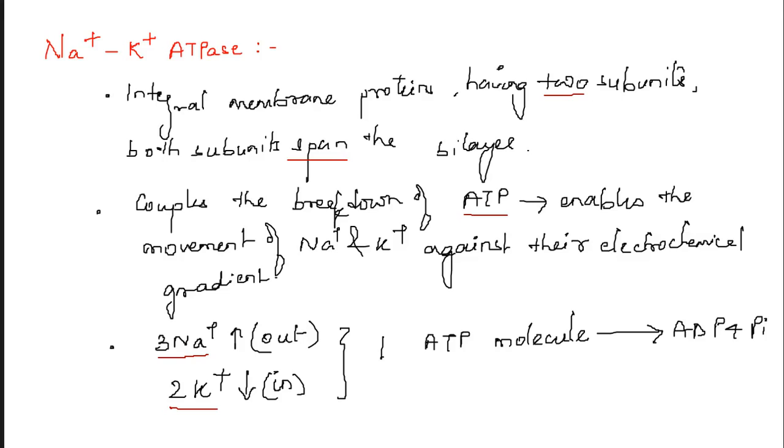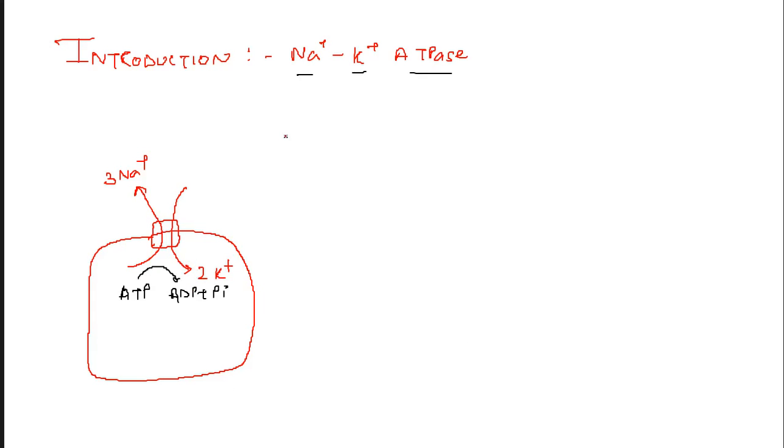So this sodium potassium ATPase is an integral membrane protein with 2 subunits, and both the subunits span the lipid bilayer. In transporting 3 sodium out of the cell, this is the cytoplasm and this is the extracellular region. They transport 3 sodium out of the cell and 2 potassium inside the cell, and in doing so, they hydrolyze 1 molecule of ATP.